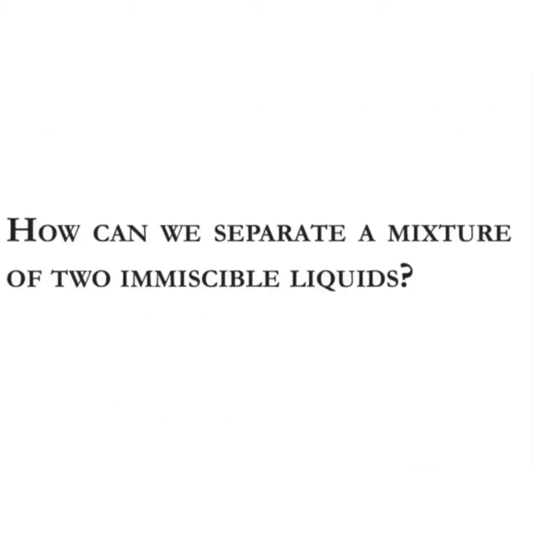Now students, next is how can we separate a mixture of two immiscible liquids? So first of all, what are immiscible liquids? Immiscible liquids are the liquids which cannot get mixed. If you take oil and water, they are immiscible. They will not get mixed. So now let us see how we can separate the two immiscible liquids from a mixture.